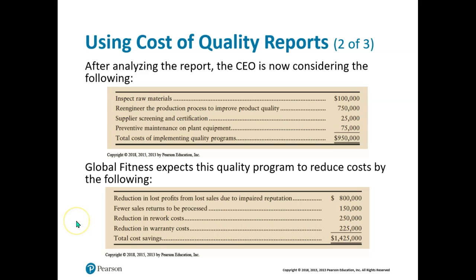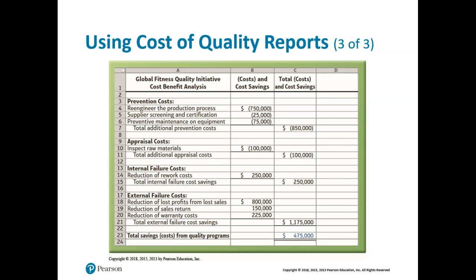And so here's an example of after analyzing the report, the CEO is now considering the following. And they expect the quality program to reduce costs by $1,425,000. Okay, so they're going to do some supplier screening, inspect raw materials. I mean, you would do an analysis first where you'd find out where your problems were. Okay, but these are all initiatives that are undertaken now in different companies. Okay, one more slide.